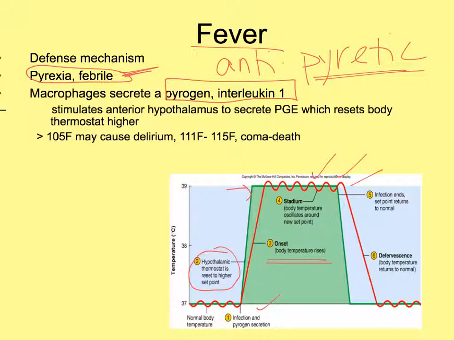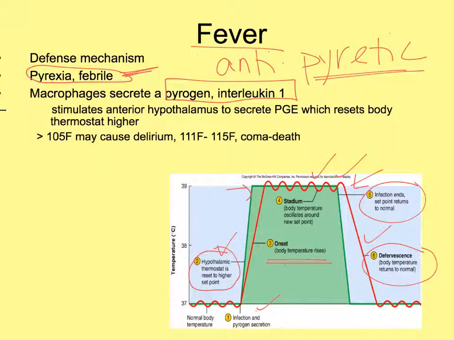Okay, and then when the fever breaks, the infection ends, and then you probably are sweaty and your body cools down, and that's called defervescence. So you have infection, pyrogen secretion, hypothalamus thermostat gets turned up, onset, stadium, infection ends, and then defervescence is when we go back to normal.